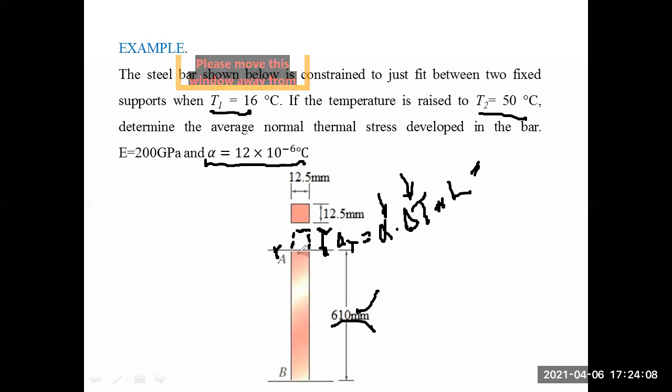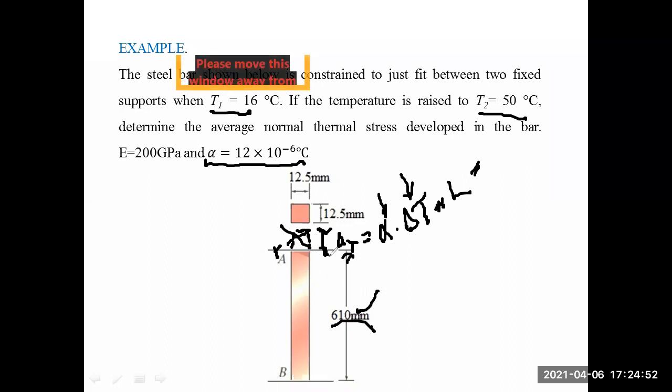But the element is constrained at both of its ends, so at B and A. So there is no way for this expansion to take place. This expansion is not possible. Why? Because we have a constraint at A and we have a constraint at B. So the element is prevented from expanding at either side, either A or B. So it's not capable of expanding, which means that the delta that I have got should be contracted. It's like we are pushing downward.